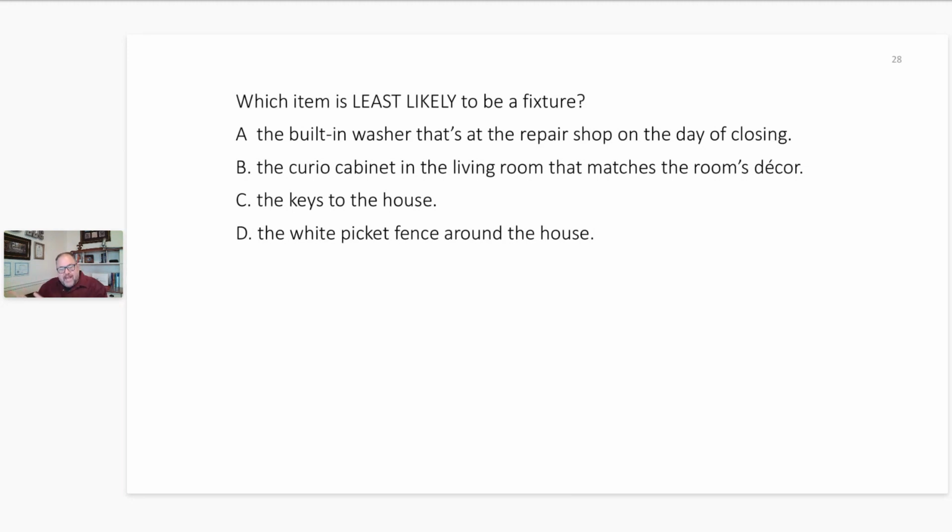But you've got to finish. Built-in washer that's at the repair shop means it's not a fixture anymore. It's been severed and it's personal property, not a fixture. Does that make sense? Does everybody see what I'm talking about?